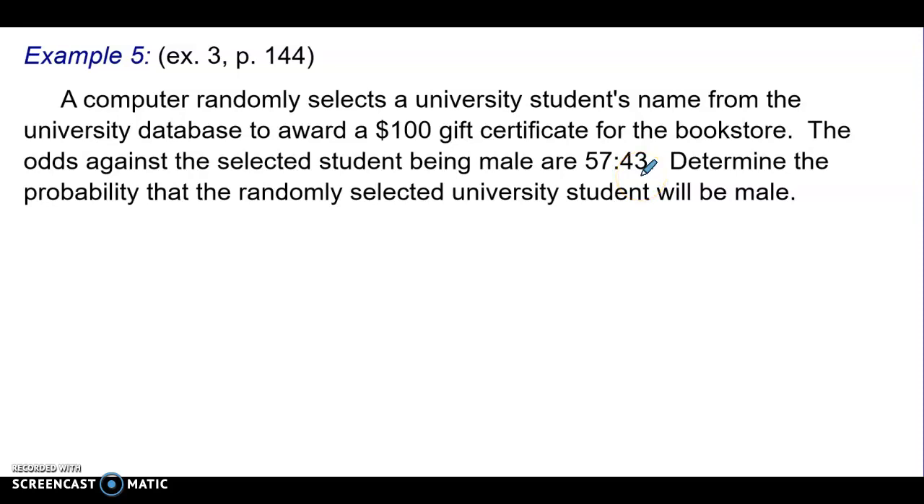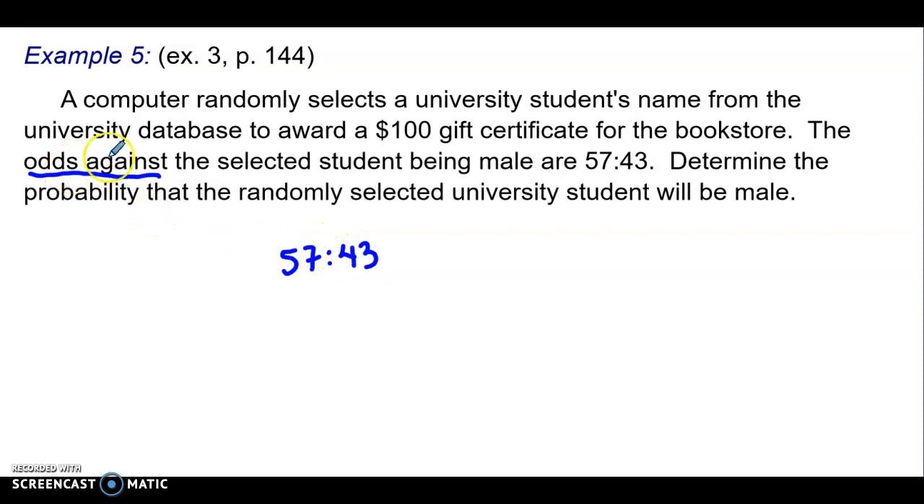Section 3.1.3.2, Example 5. A computer randomly selects a university student's name from the university database to award a $100 gift certificate for the bookstore. The odds against the selected student being male are 57 to 43.